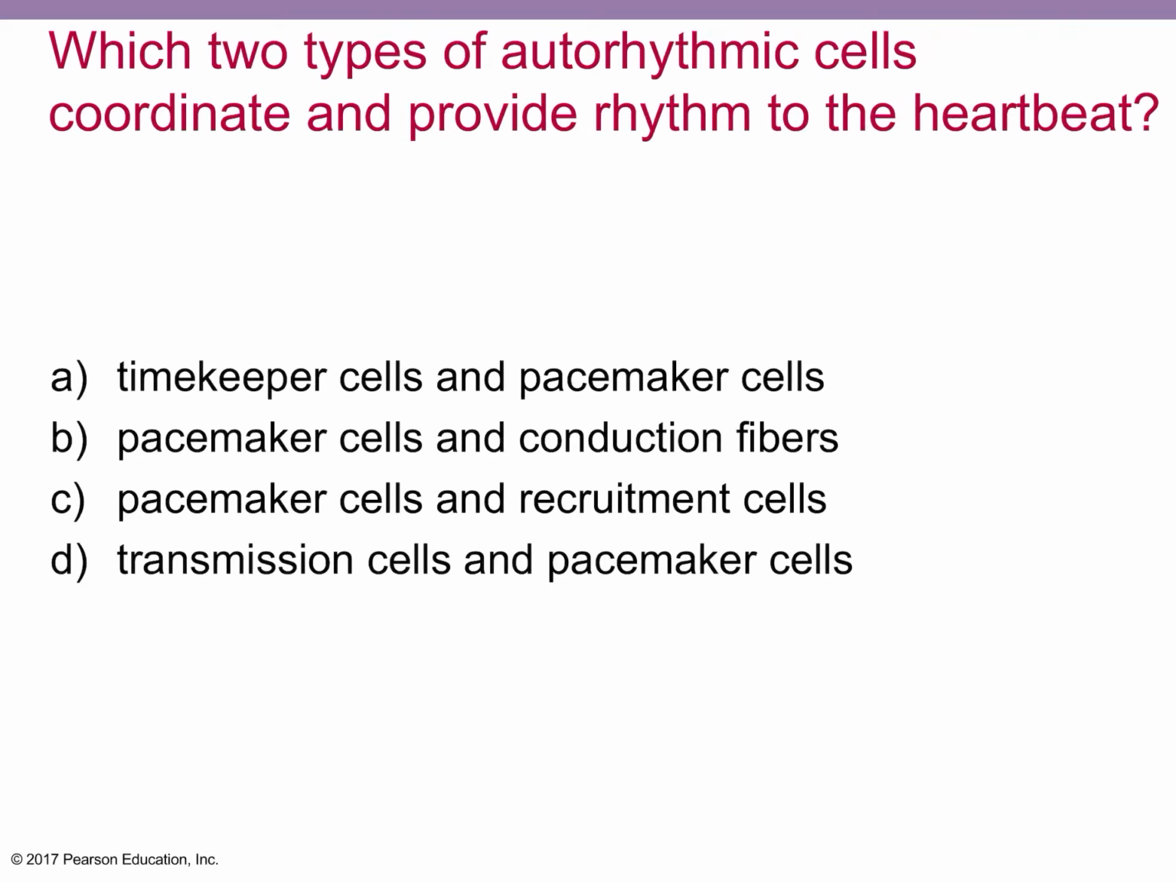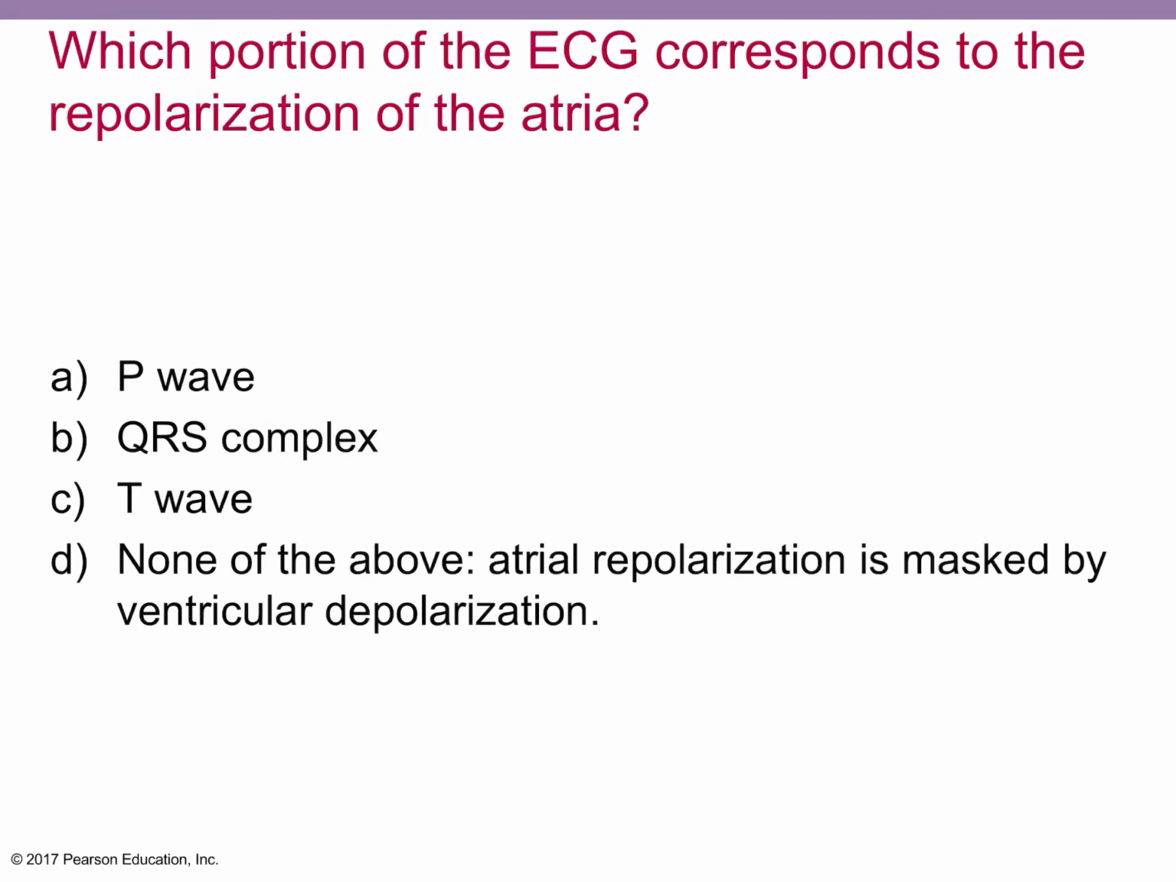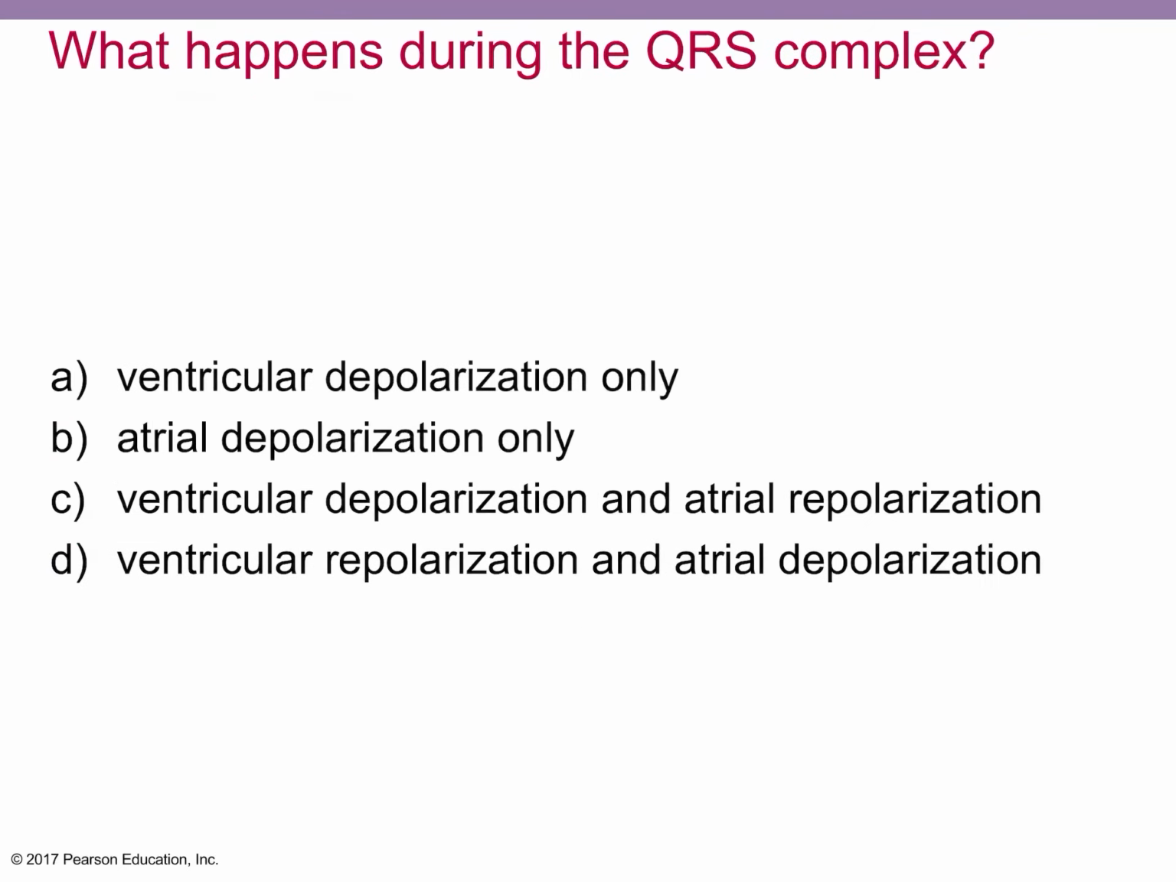Which two types of autorhythmic cells coordinate and provide rhythm to the heartbeat? All right, if you looked at your choices, it's going to be letter B. Next one. The influx of which ions account for the plateau phase of the cardiac contractile cells? Plateau is responsible because calcium is coming in. Which portion of the ECG corresponds to the repolarization of the atria? Look at your choices. The answer is letter D.